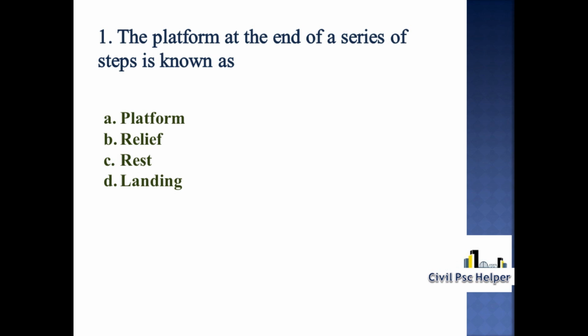First question. The platform at the end of a series of steps is known as option A platform, option B relief, option C rest, option D landing. The platform at the end of a series of steps is known as landing. Option D is correct.